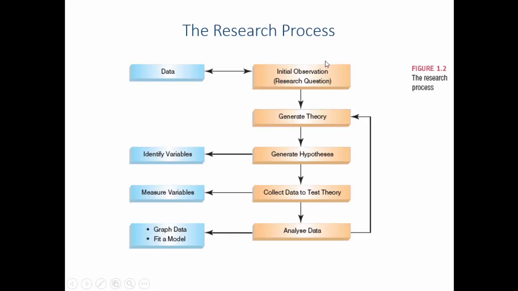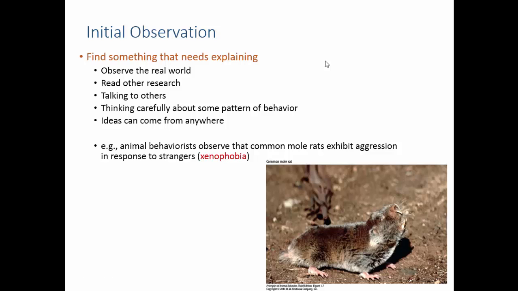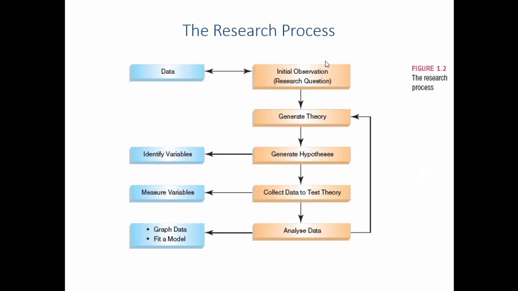The initial observation stage. This is not where you're testing ideas. This is really just where you're getting ideas. You're coming up with questions that you think need to be answered. It's called the initial observation because when you think about it, when you come up with a new idea, at one point or another, it probably had something to do with some kind of observation that you made.